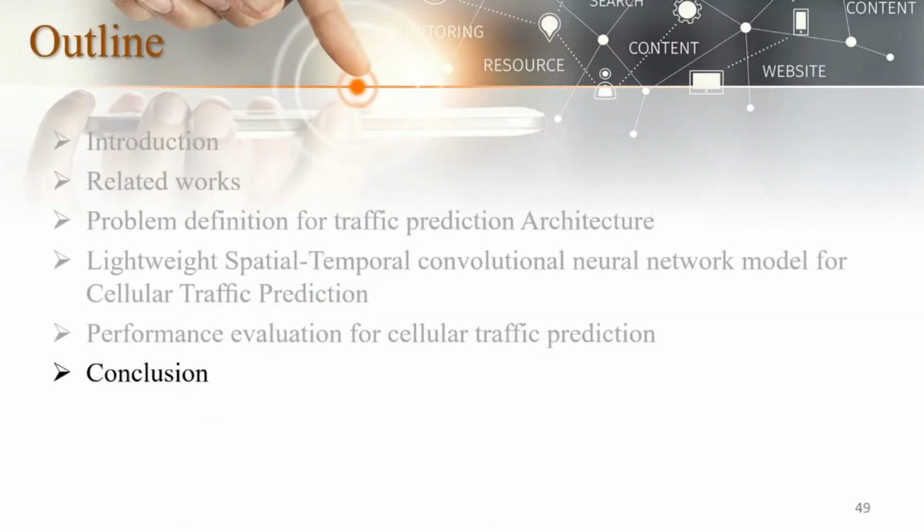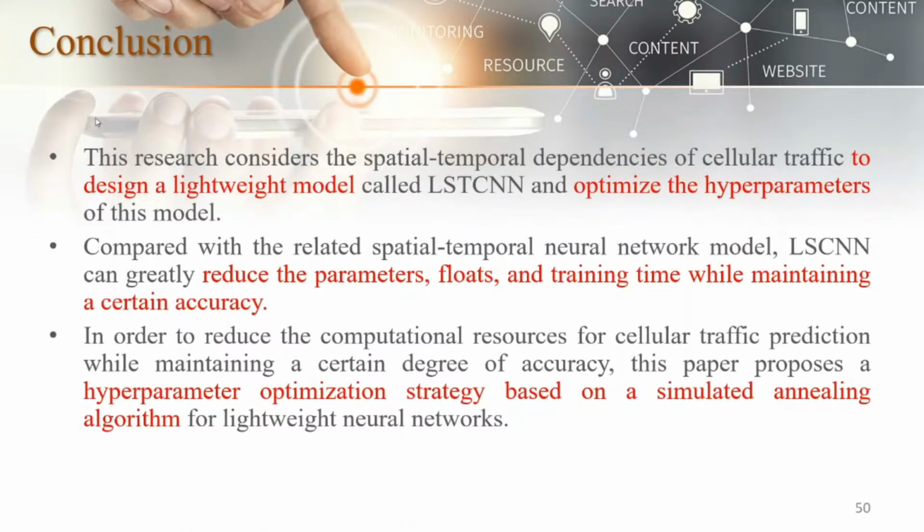Finally, I will conclude my talk with several highlights. This research considers the spatial temporal dependencies of cellular traffic to design a lightweight model called LSTCNN and optimize the hyperparameters of this model. Compared with the related spatial temporal neural network models, the proposed model can greatly reduce the parameters, FLOPs, and training time while maintaining a certain accuracy.